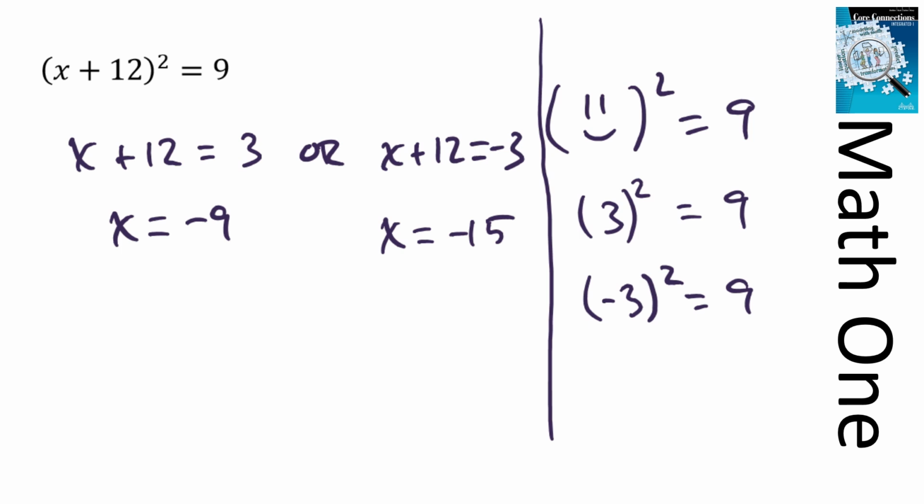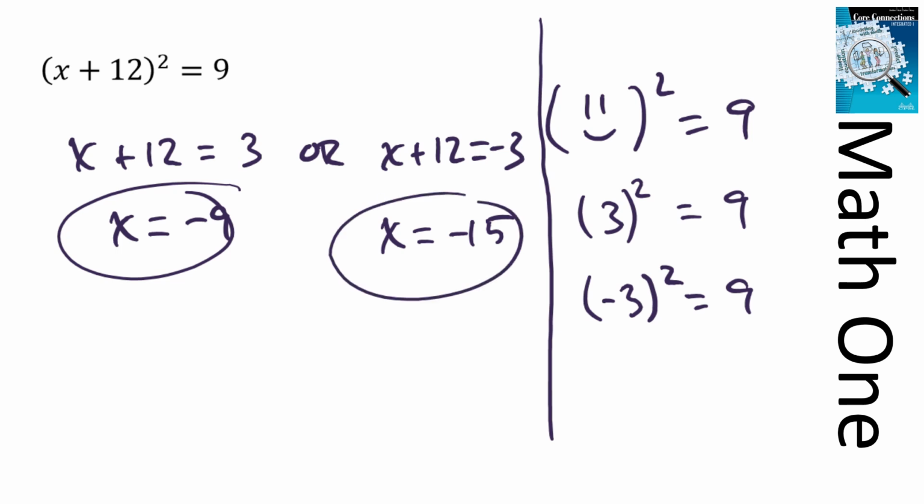So if I plug -9 in, I get -9 plus 12 is 3, 3 squared is 9. If I plug -15 in, -15 plus 12 is -3. And when I square -3, multiply it by itself, I also get +9. So looking inside kind of gave me some insight to this problem. It turns out that x is either -9 or x is -15.